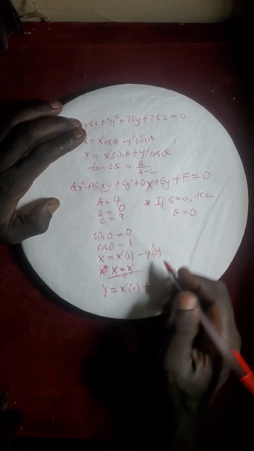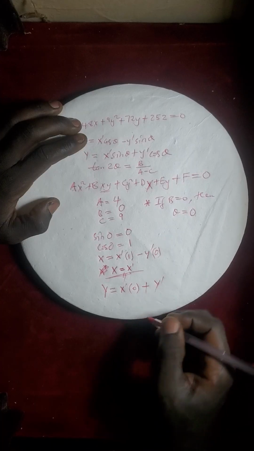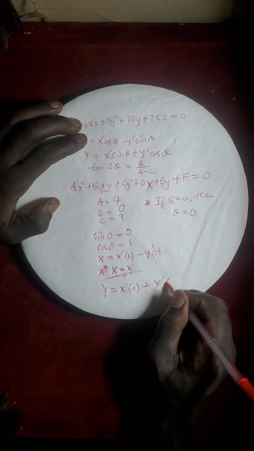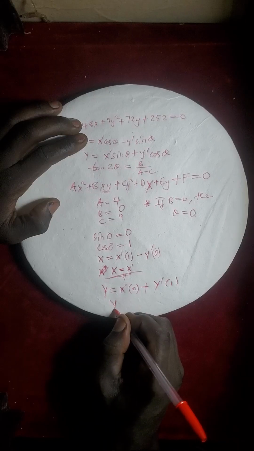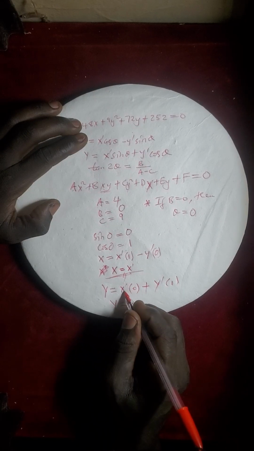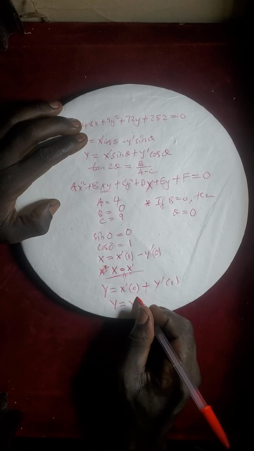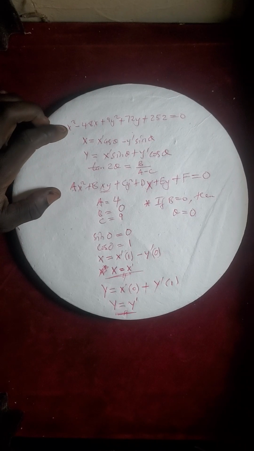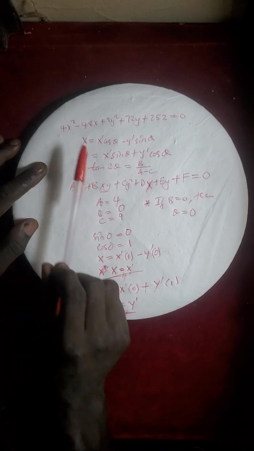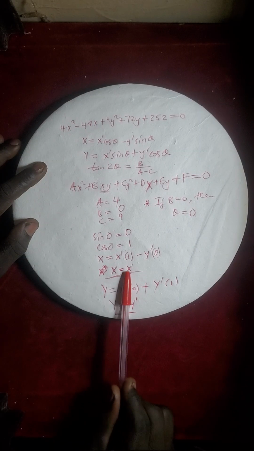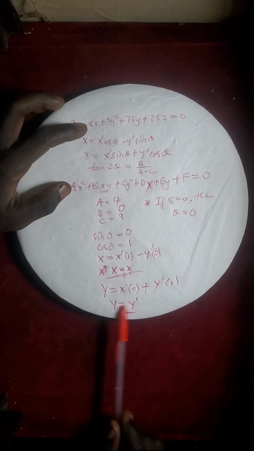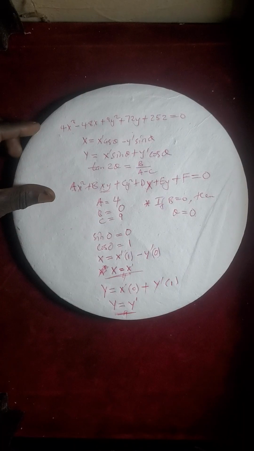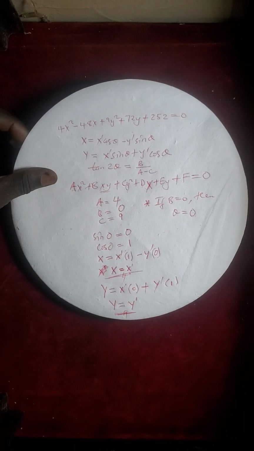Plus y prime, because there we put 1. So y equals, this is a 0. So in our case, for replacements, if it is x, we'll just put x prime. If it is y, we'll just put y prime. So that is our case there.